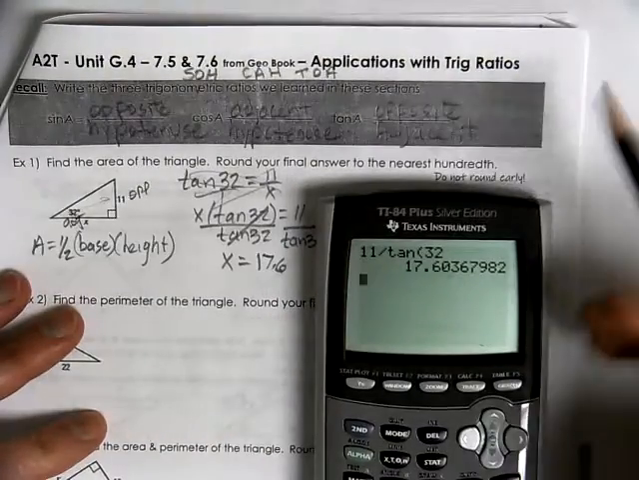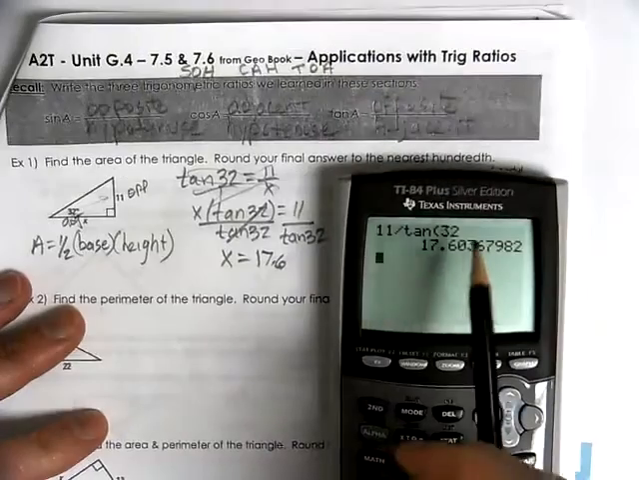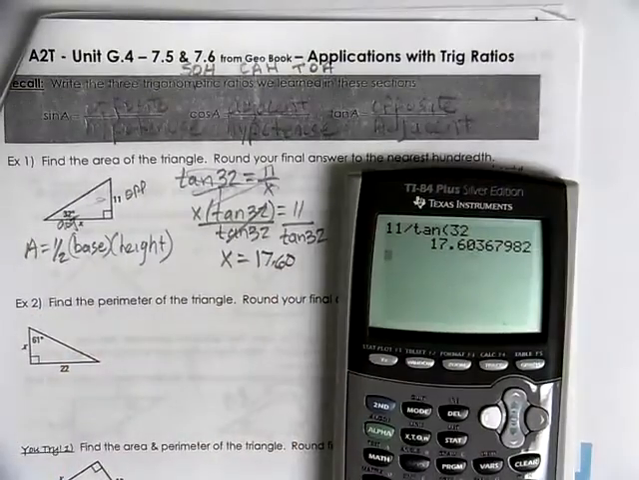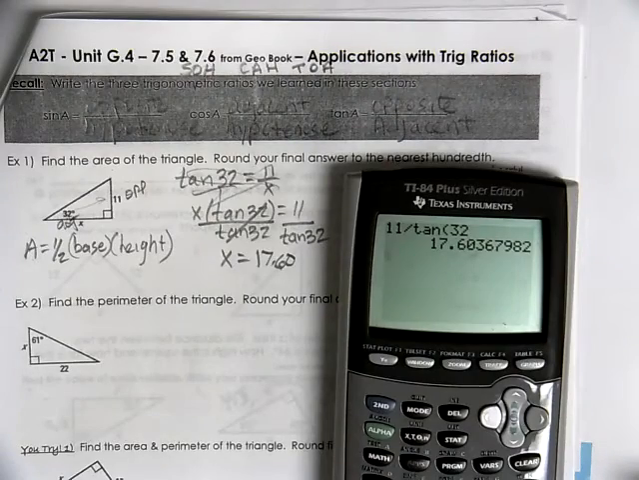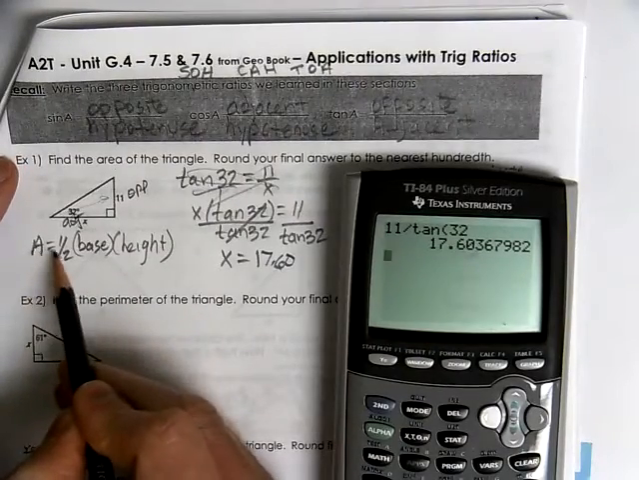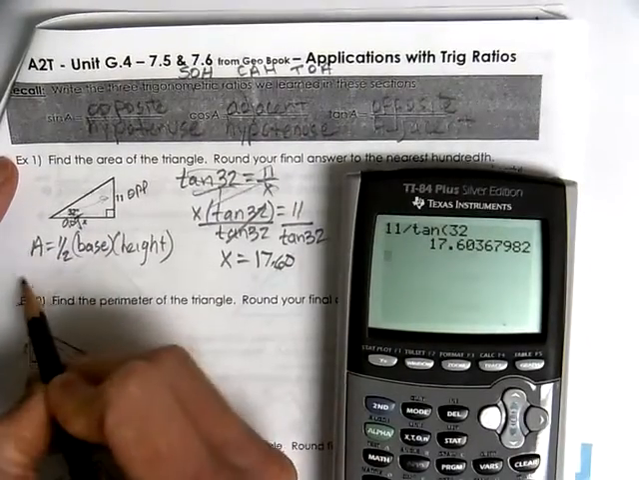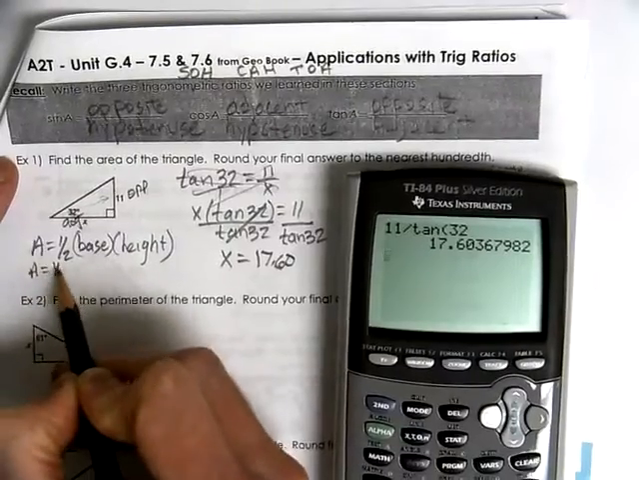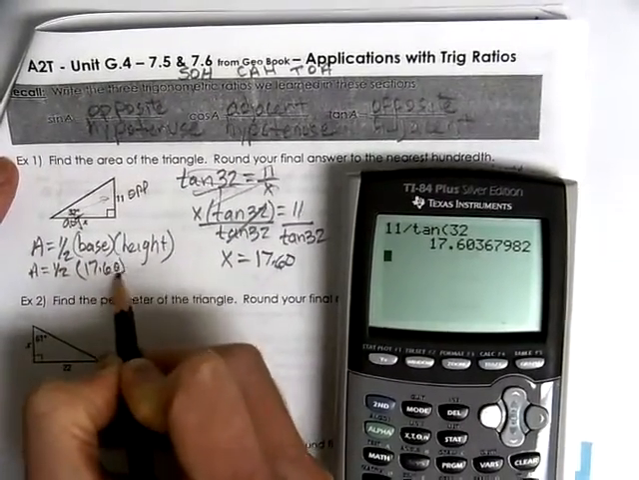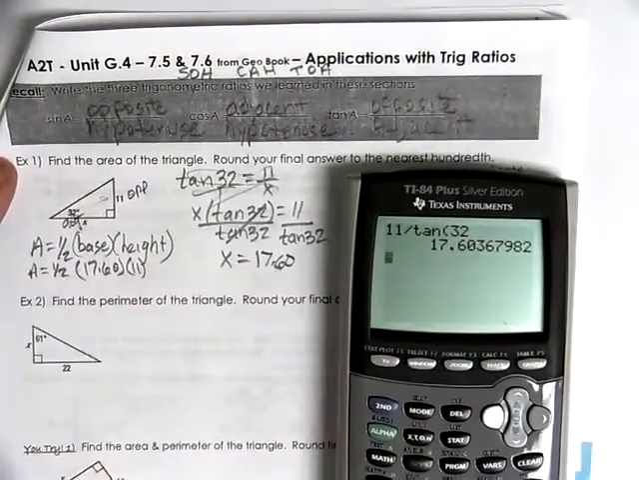So we're going to round to the nearest hundredth, so that would be 17.60. But really, we only want to round our final answer. You never want to round work in the problem. So now your area is half the base times the height. We're going to write down 17.60, and our height is 11.